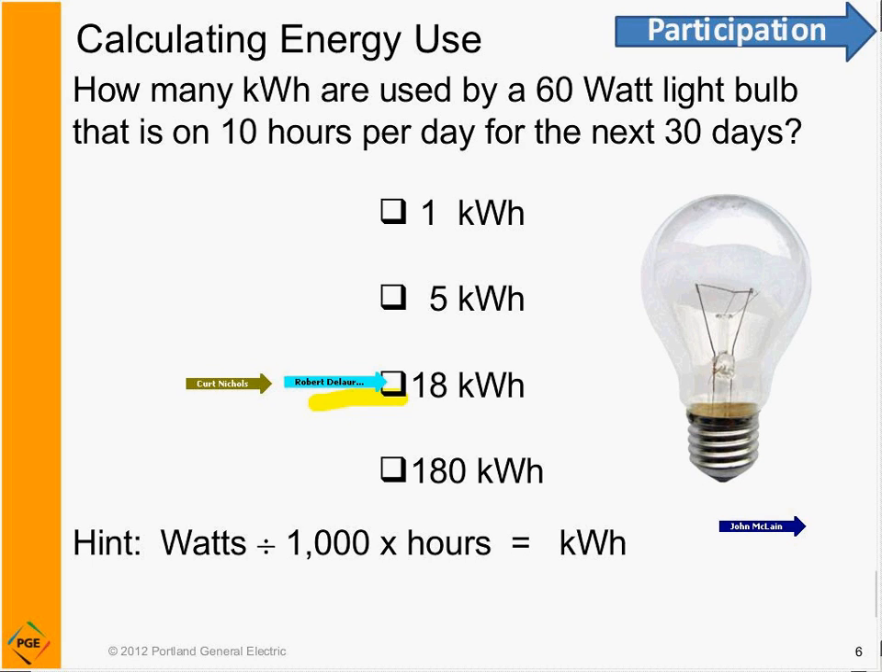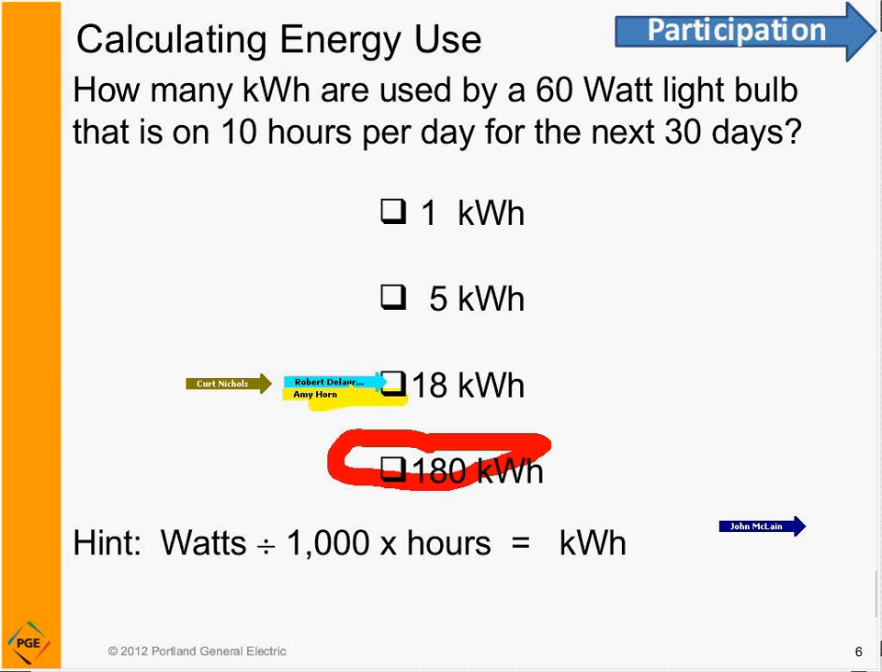Well, I can see all of you have done a really good job of picking 18 kilowatt hours. And sure enough, there is the answer. One of you has even discovered the highlighter, although 180 kilowatt hours is a little high in this case. So 60 divided by 1,000 times 10 times 30 is 300 hours, gives you the 18.